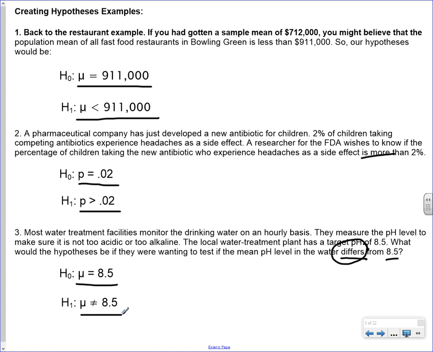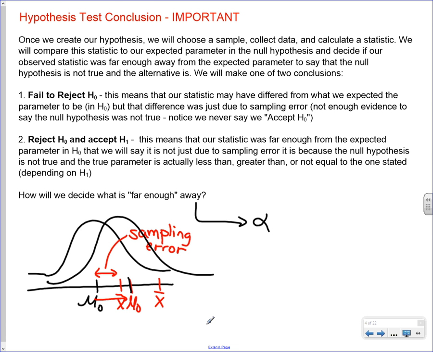So every time they take a sample, they would use this hypothesis test, then run the test and see if they are able to reject or fail to reject this. Okay, and then that would tell them if the water was differing from that 8.5. Okay, so that's the beginning with setting up the hypothesis.